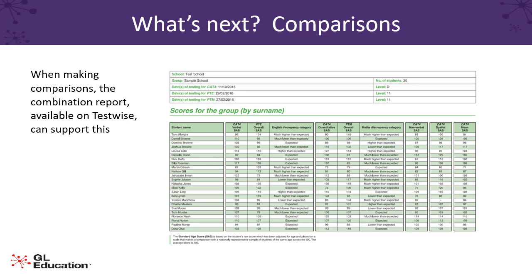This report is available for you to run from your TestWise testingforschools.com account. An example of the report is shown on screen, and you can see that it shows the students' CAT4 verbal reasoning SAS and compares it with their Progress Test English SAS, highlighting any discrepancies. It does the same for CAT4 quantitative reasoning with Progress Test Maths SAS, and also includes the remaining CAT4 batteries, non-verbal reasoning and spatial reasoning. This report will support you in pinpointing underachievement in students.